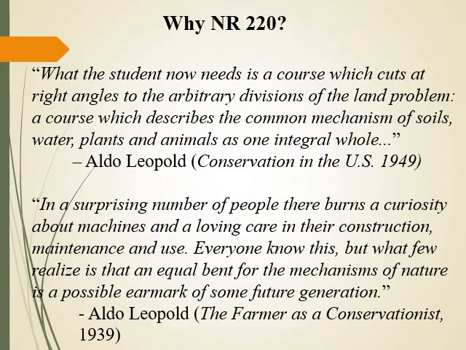What can we say about range and about NR 220? I think it's worthwhile pausing for a second and realizing that NR 220 is not an ordinary course. Leopold captured what this course is all about way back in 1949, in one of the earlier writings about conservation in America. He wrote, "What the student now needs is a course which cuts at right angles to the arbitrary divisions of the land problem. A course which describes the common mechanism of soils, water, plants, and animals as a whole, a single whole." And that's what NR 220 does.